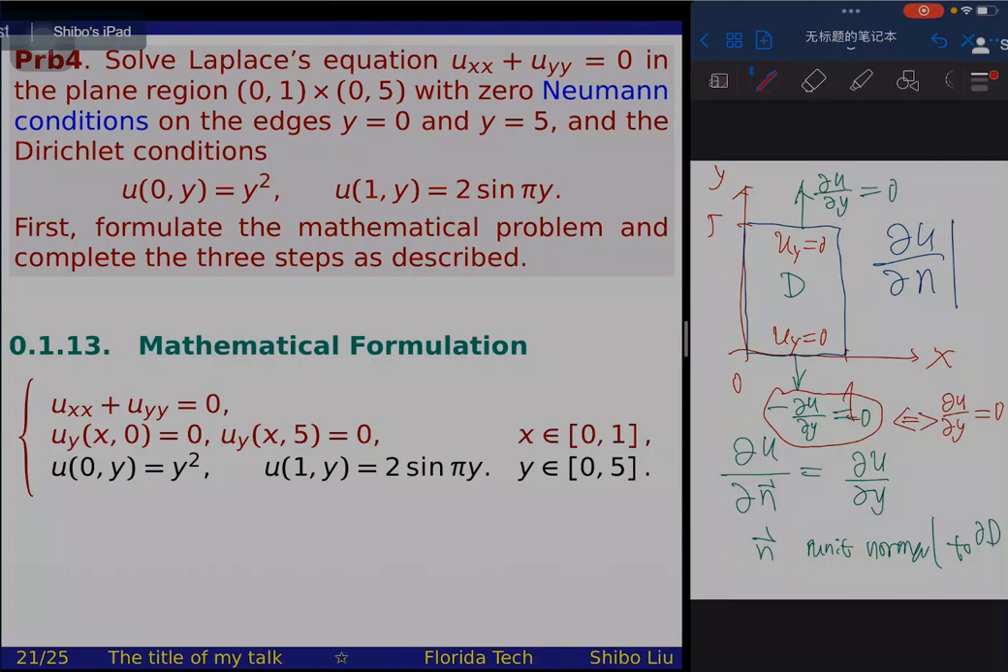The difference between this problem and the previous one is only that I replace the Dirichlet boundary condition at the top and at the bottom by a Neumann condition. This results in the second line of this mathematical formulation. That is, we do not require u(x,0) to be 0, but require the derivative of u with respect to y equal to 0. Okay. Now, this is the formulation.